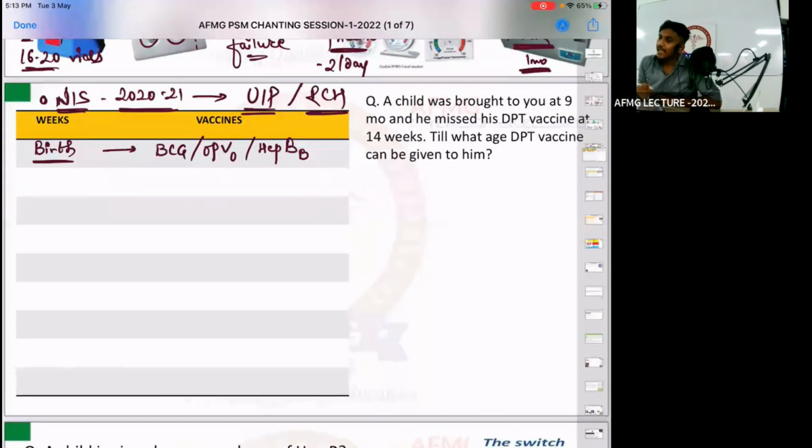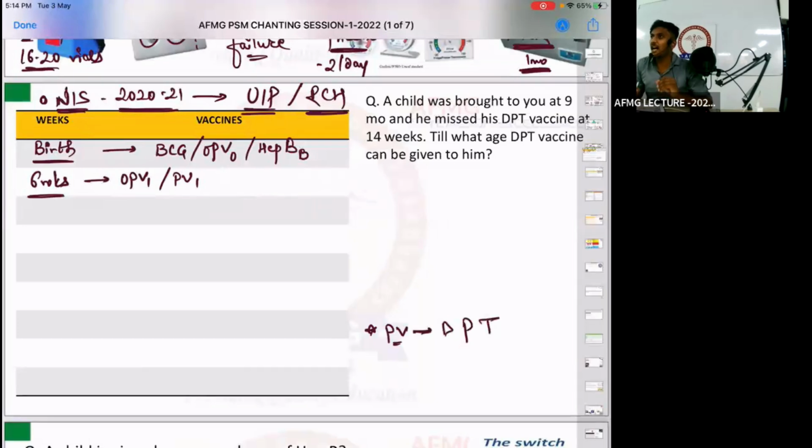Next schedule would be at 6 weeks. So 6 weeks पे important. The first vaccine that we give is, तो OPV का 0 dose दिया था. Now we will give OPV का first dose. Then we will give pentavalent vaccine ka first dose. And what does come under pentavalent vaccine? Anybody? Yeah?